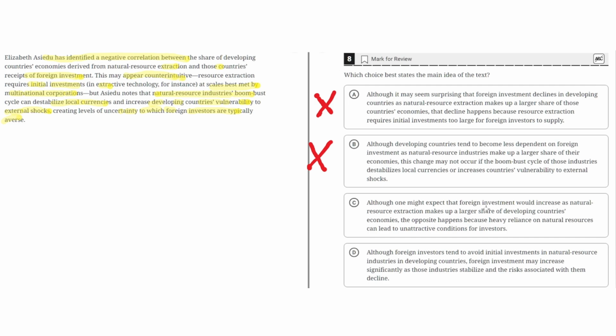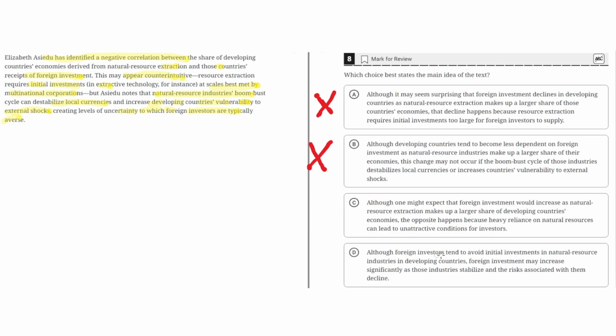where it highlights the counterintuitive idea that foreign investment decreases with countries that have higher natural resource extraction, and it highlights the cause of this, which is because the heavy reliance on natural resources can lead to unattractive conditions for investors, and these unattractive conditions are typically the boom-bust cycles that destabilize local currencies and the vulnerability to external shocks. So C seems to be the correct answer.